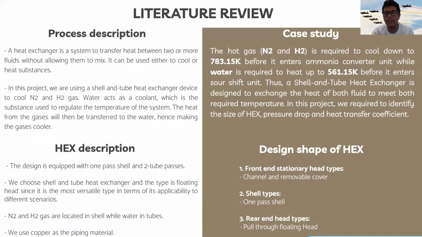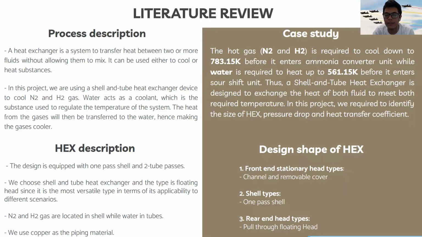the heat transfer coefficient. For the heat exchanger description, we use 1 pass shell. We choose it due to its simplicity and also cleanliness issues. We also have 2 tube passes. And for the type of shell and tube heat exchanger, we use floating head since it is the most versatile of them.